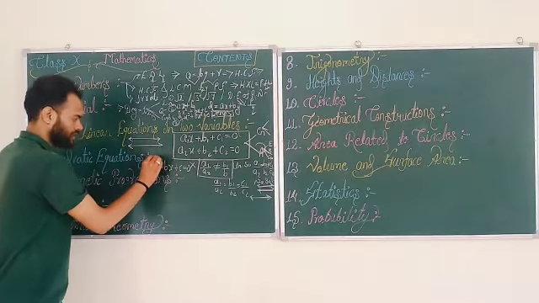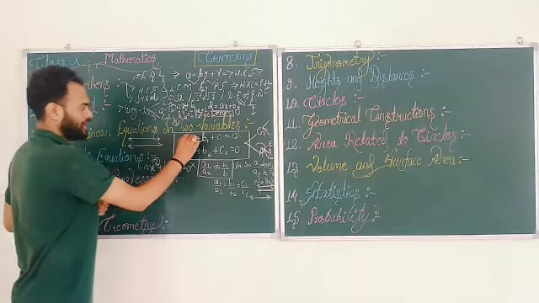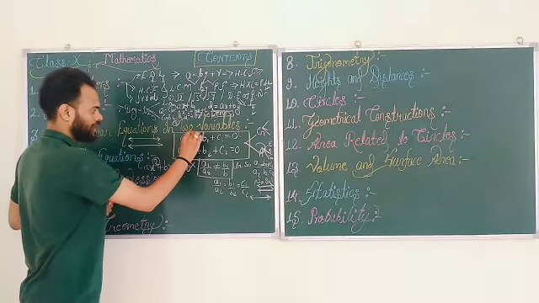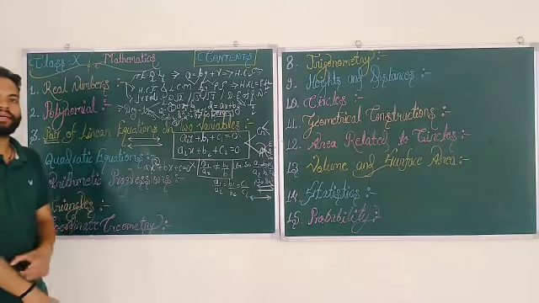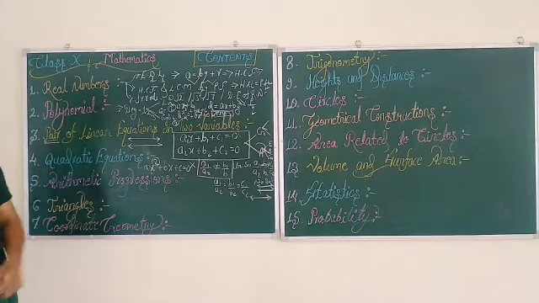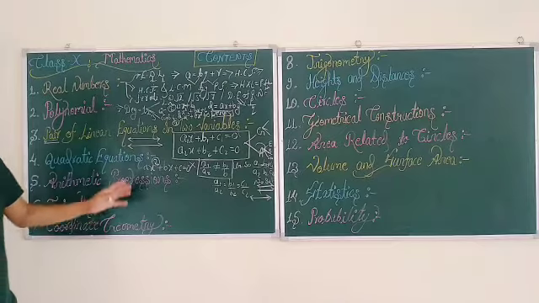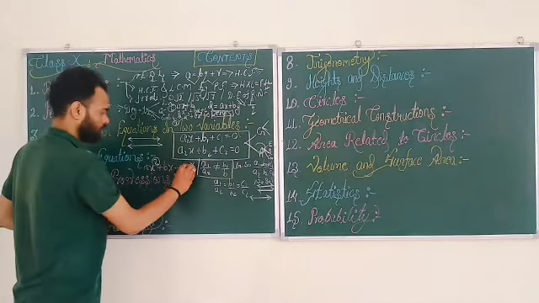A quadratic equation is one whose degree is 2. This is a linear equation, where the highest power of the variable is 1, and in case of a quadratic equation the highest power is 2. ax square plus bx plus c is equal to 0.